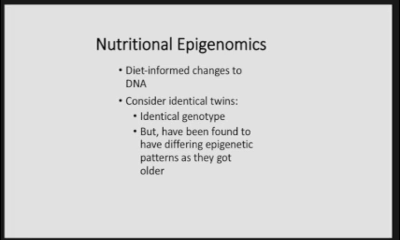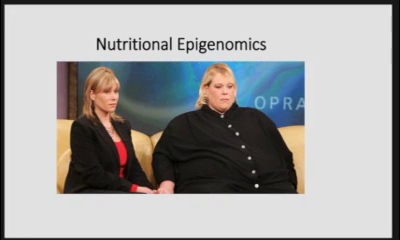Think about twins. They have identical genotypes, but as they age, they have been found to have differing epigenetic patterns. This could explain differences in disease risk in twin pairs. It also indicates that modifying the epigenome to activate or suppress genes through diet has potential to modify risk of chronic disease and cancer.